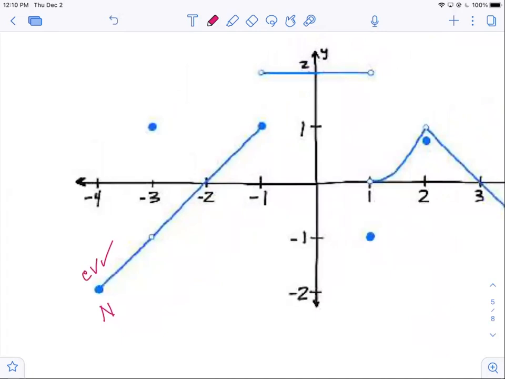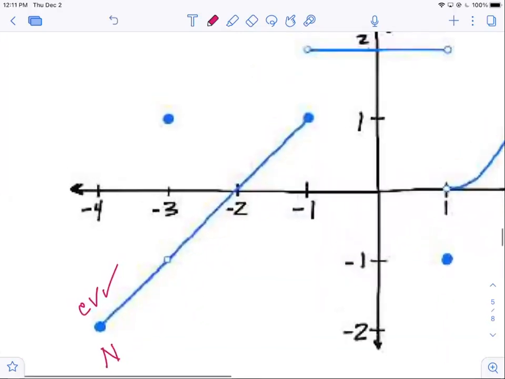From left to right, then, where would the next critical value be? What x value? Remember, the x value itself is the critical value. Negative 3.5? No. Negative 3? Is negative 3 a critical value? Well, is it in the domain? Yes, I see it's in the domain. Is it continuous there? No, so what's the derivative? Undefined. It is a critical value.